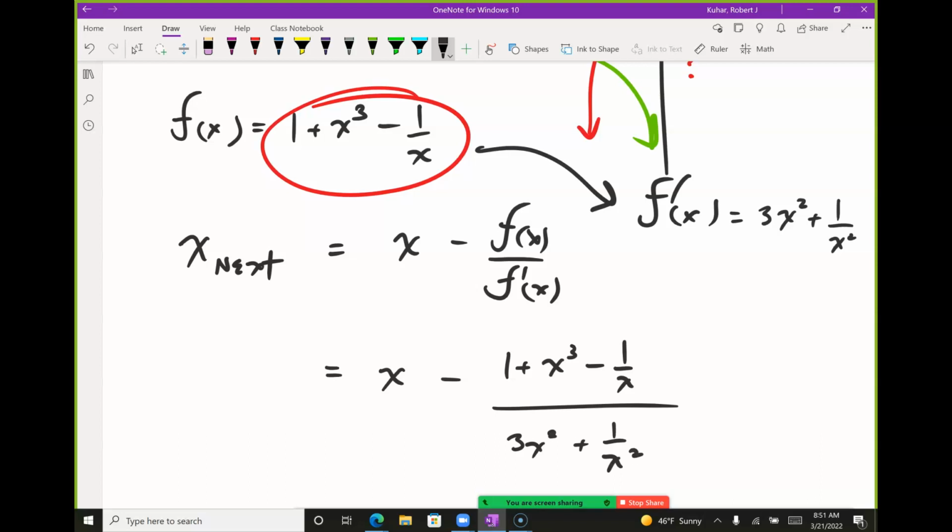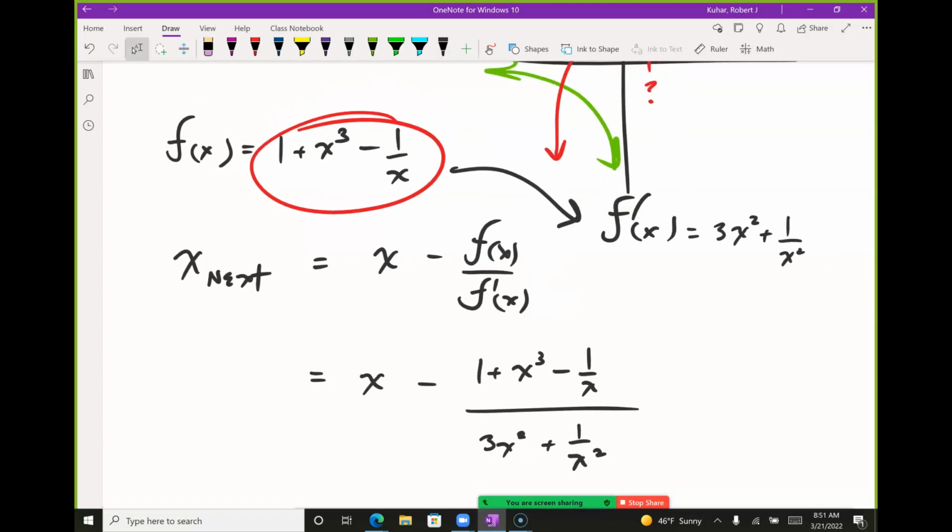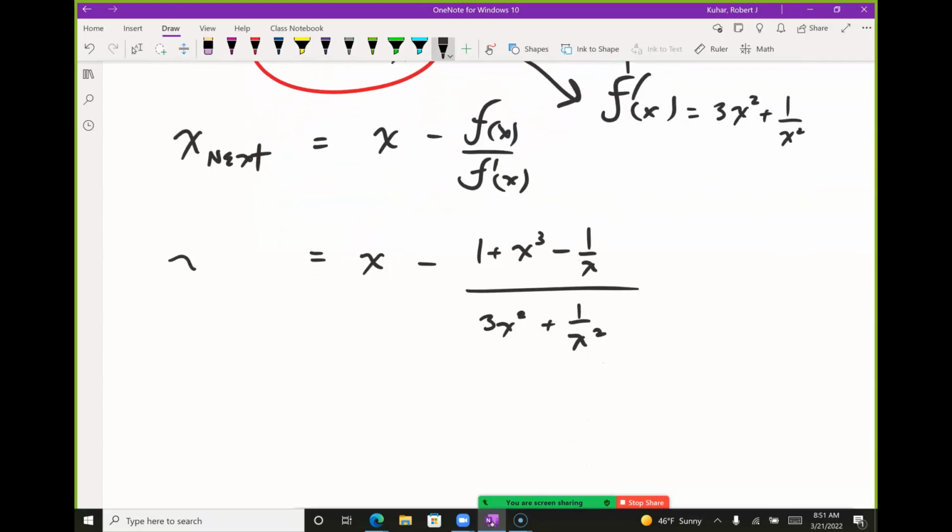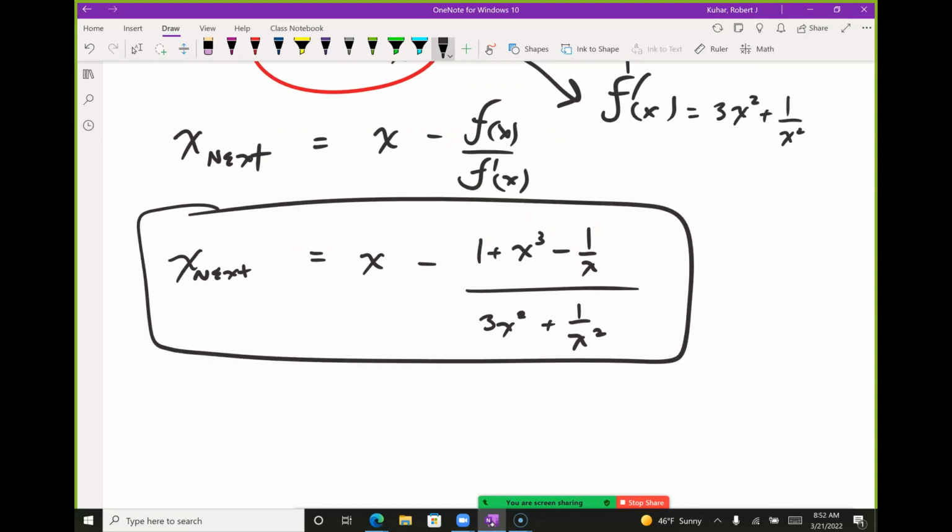I wanted to do it in my head. I was going to say, who taught you Calc 1? Who taught all of you Calc 1? So there's my x next. I want to make it pretty. Okay? So anybody have a suggestion for me?